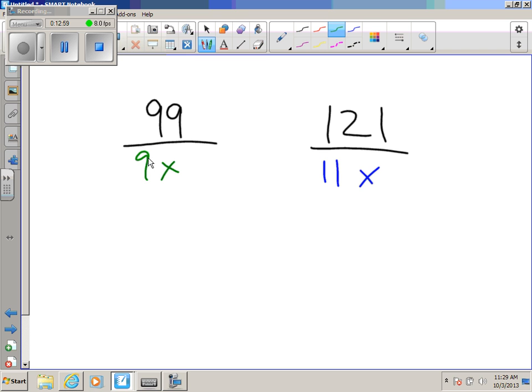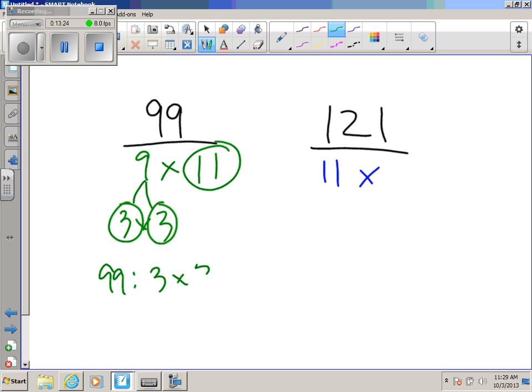So 9 times 11, 9 breaks down to 3 times 3. I see a lot of people that aren't circling their prime numbers, and they're missing them. So really, honestly, does it take that much longer to put a circle around a prime number? No. Why do we put the circles around them? So we know they're done, and we know to bring them down, right? So make sure that you do that, because I had a lot of people with 99, and they had just 3 times 3. But if you don't have the 11, you'll never get the GCF, because that's what we're looking for. The 121 is 11 times 11.